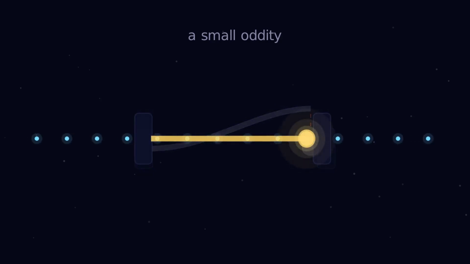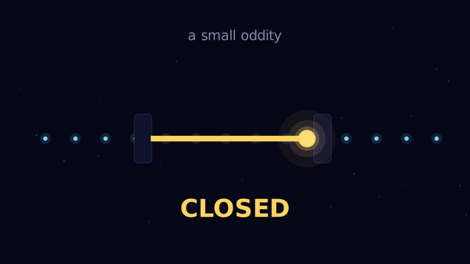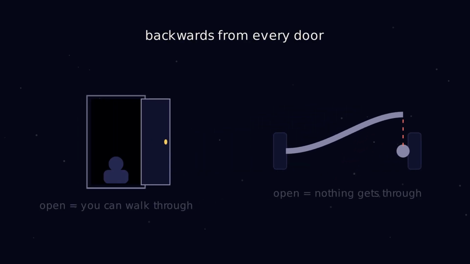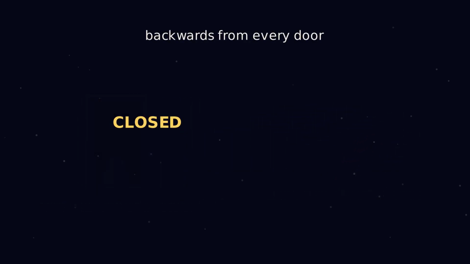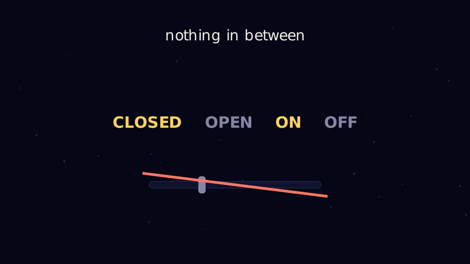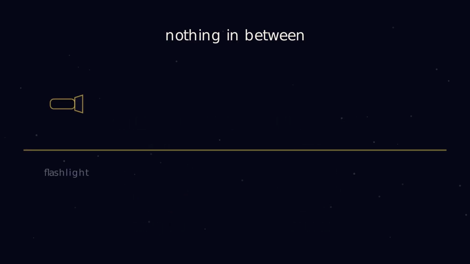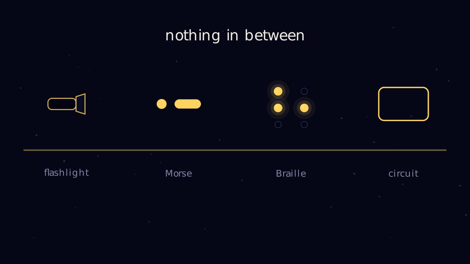Now, a small oddity. When a switch is letting electricity through, engineers say it is closed. When it is stopping it, the switch is open, which is backwards from every door you have ever walked through. Closed, open, on, off, and there is nothing in between. The bulb does not sit there half lit, making up its mind. The circle is complete, or it is broken. Now hold that up against everything we have built. A flash or darkness, a dot or a dash, a bump or a flat space. And now, a circuit, closed or open.